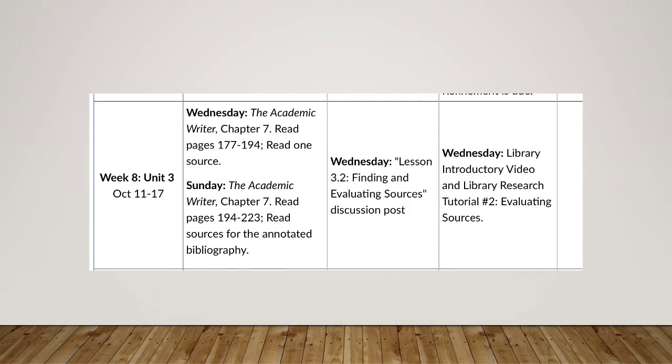If you've looked ahead, which I hope you have, you know that next week you'll be working on an annotated bibliography, and you will need 4 sources for that. And you're going to locate 2 of those sources this week and read them. And the information in Lesson 3.2, Finding and Evaluating Sources, will help you do that. And the discussion post will also get you going on that.